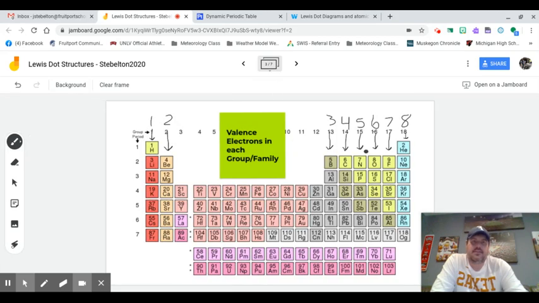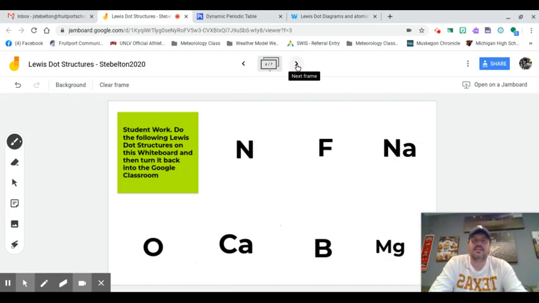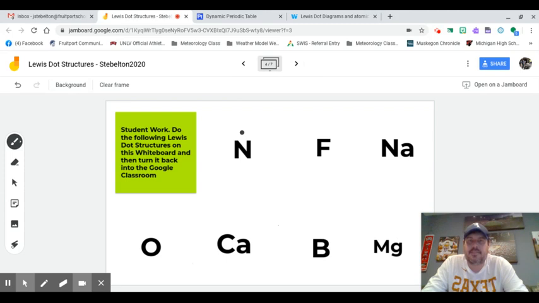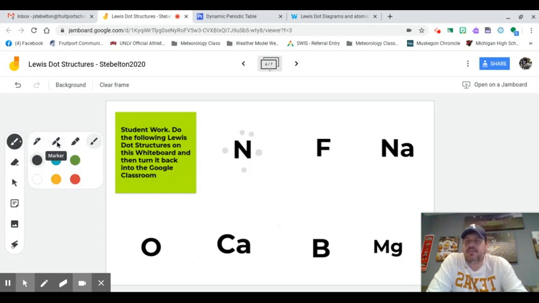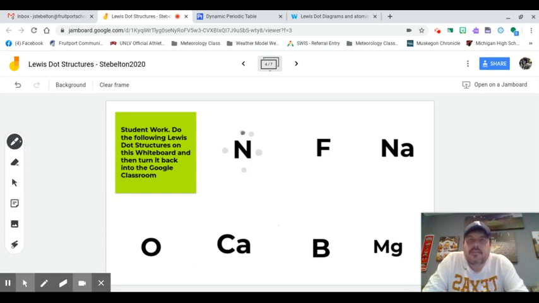So again, nitrogen has 5 valence electrons. We're going to put it around nitrogen. So 1, 2, 3, 4, and then you can start pairing them up. 5. And then these are actually coming out pretty light. So you can use the marker too, but it just gets a little messier when you try to fill them in. But it'll show you where these dots are.